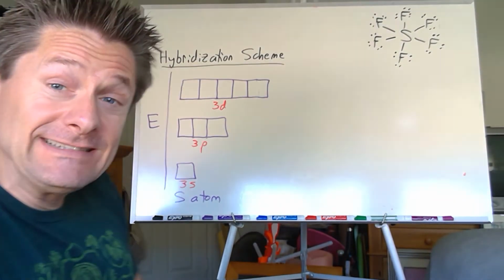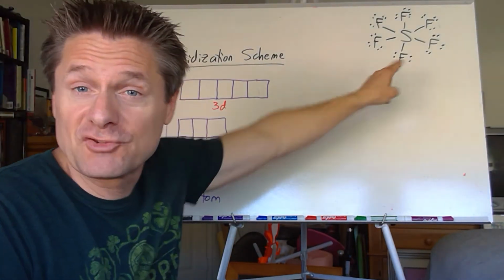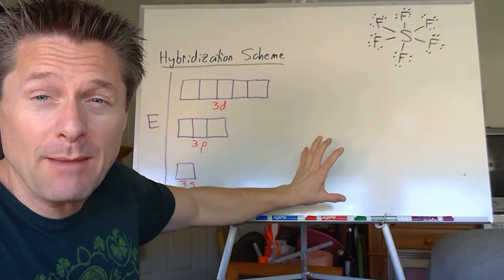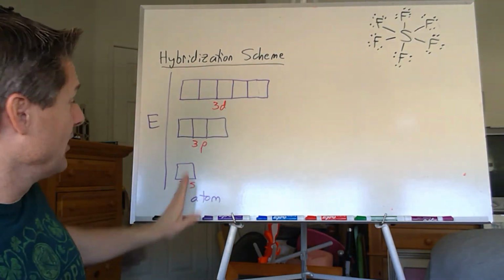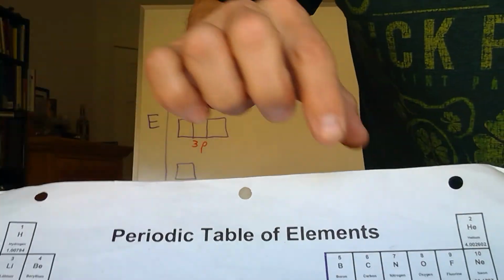Did you get this far? So I redrew the Lewis structure over there. Remember, what we predict from this hybridization scheme has to predict that Lewis structure. So here's the sulfur atom. If you look at sulfur on your trusty dusty periodic table, don't leave home without it.